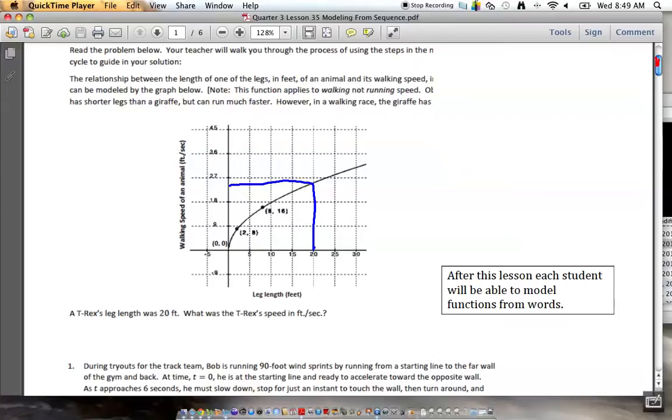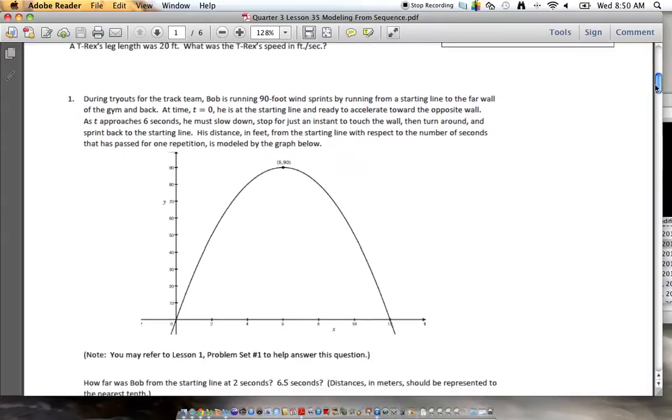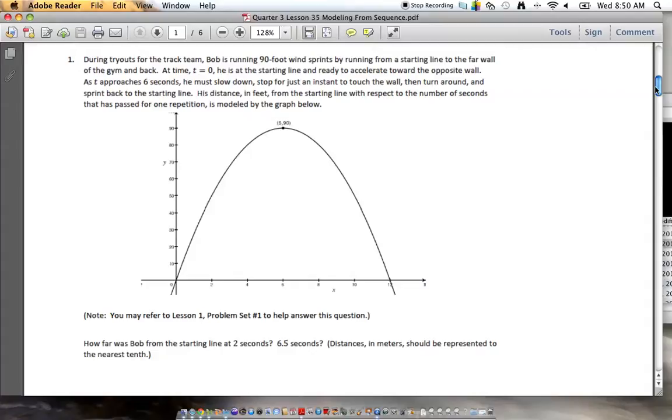All right. Next. Bob's running again. Bob likes to run. Here are his wind sprints from the starting line to the far wall and back. How far is Bob from the starting line at 2 seconds? So, this is 2 seconds, not 1. So I go up to the graph. What do we got? About 50. Good. 6.5 seconds, which is a quarter of the way through, because half the way through would be 7. 85 maybe? Sound reasonable? Yep. Okay, any questions about those?